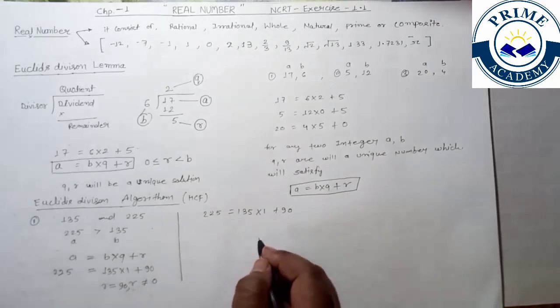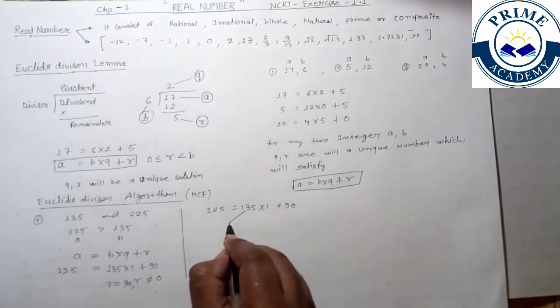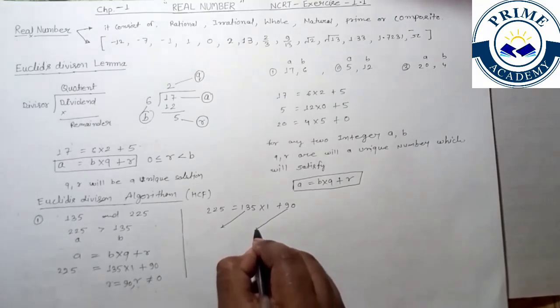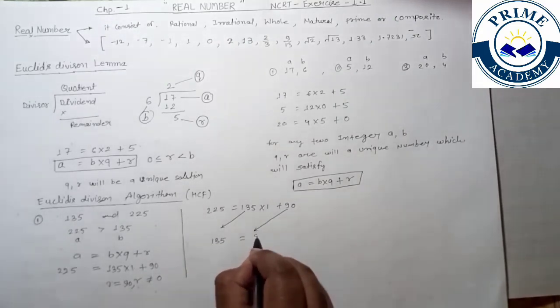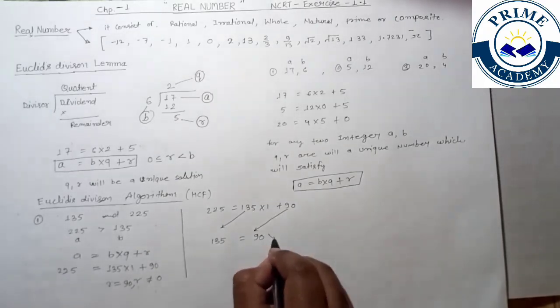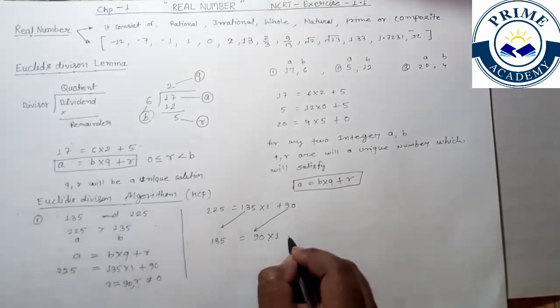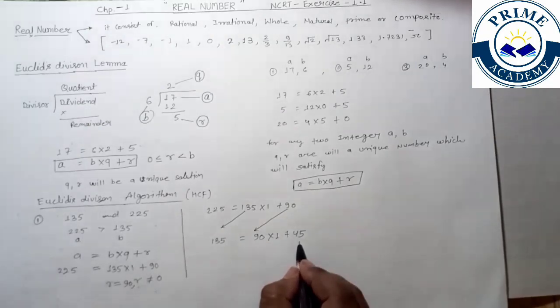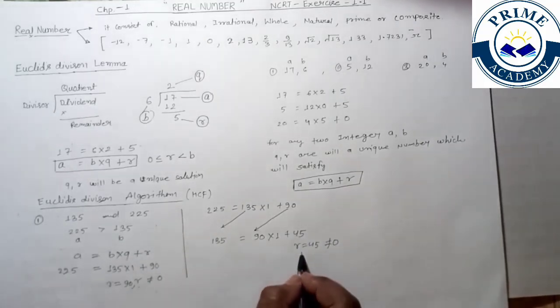Next time, this will be A and this will be B. So you write 135 equals 90 into, how many times? Again 1 time. So how much remains? Only 45, right? Again this 45 is R, R equals 45, which is not equal to 0. So we have to move further.